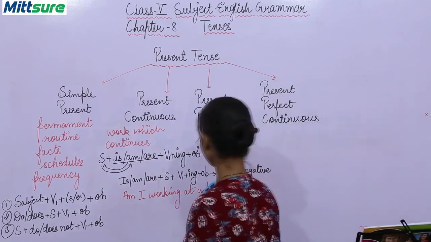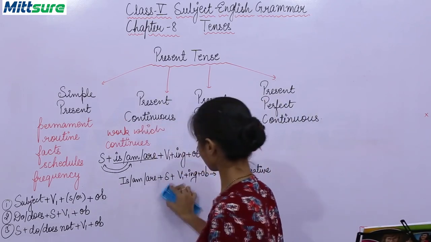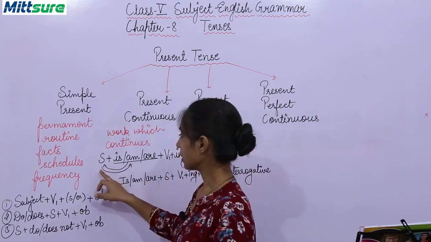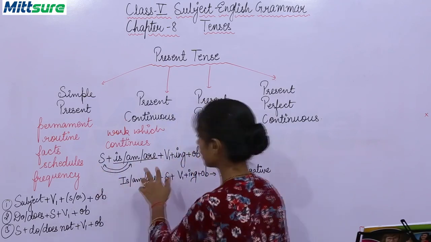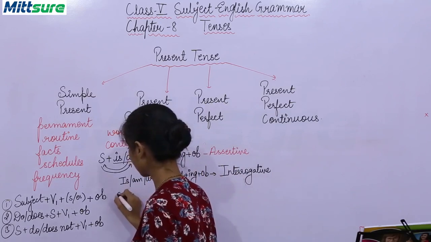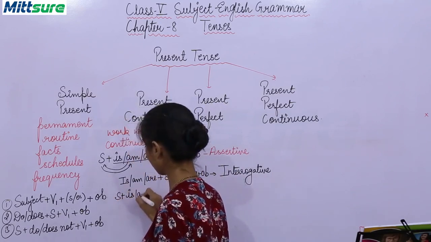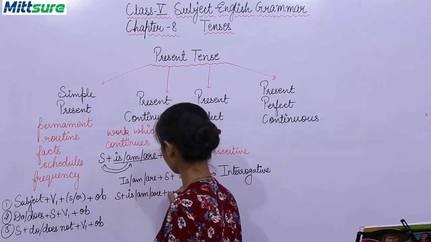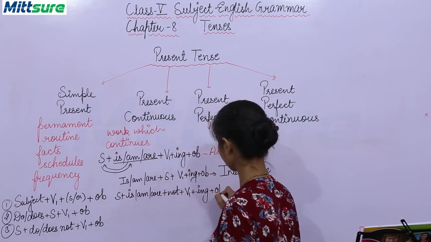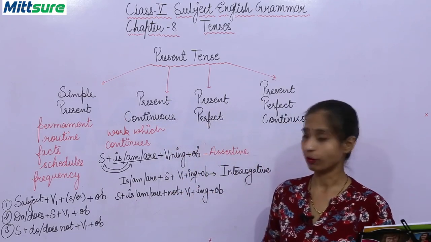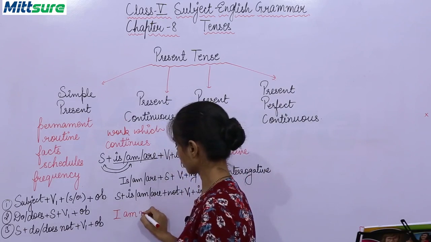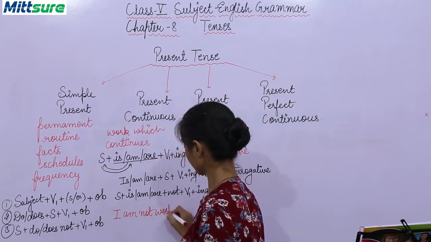Now, let us see the negative formula. Just add not between is, am, are and verb plus ing. That will be the formula for negative sentence. Subject plus is, am, are plus not plus verb plus ing plus object. This is the negative formula. Subject, I am not working at a bank.